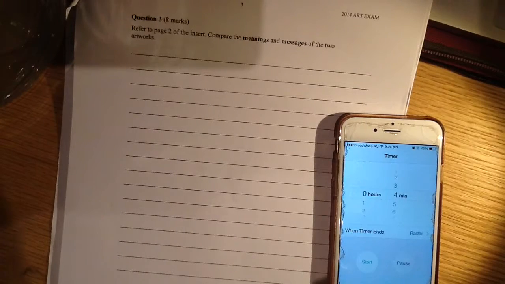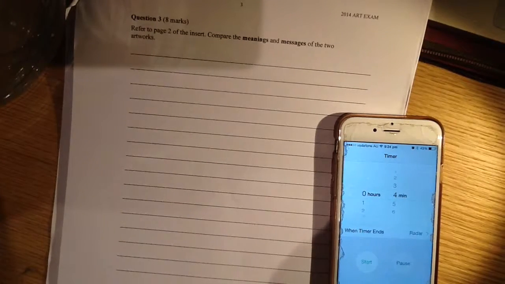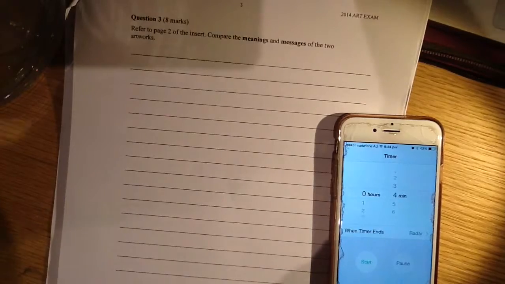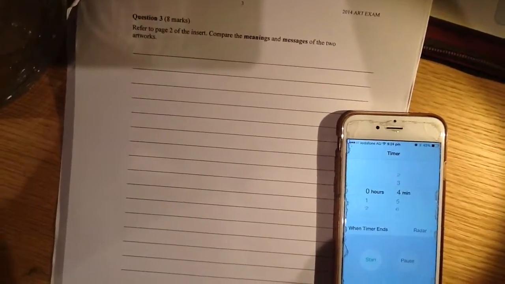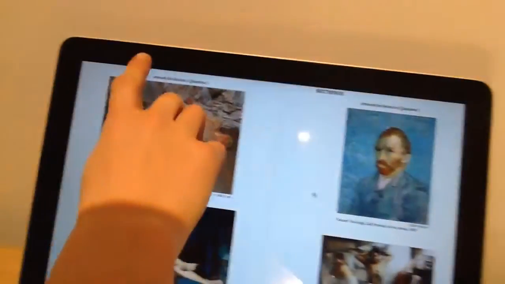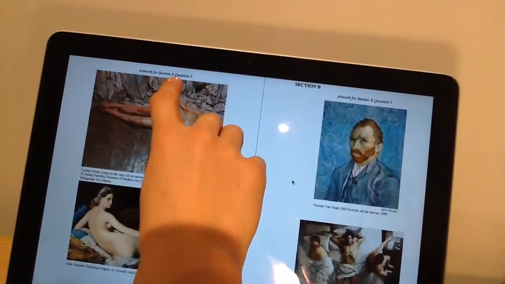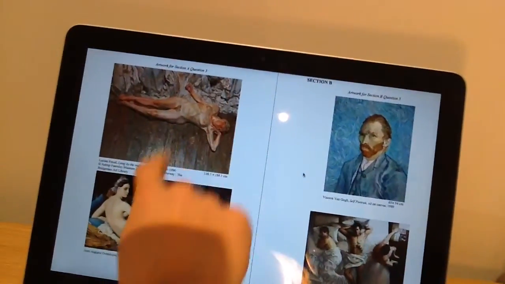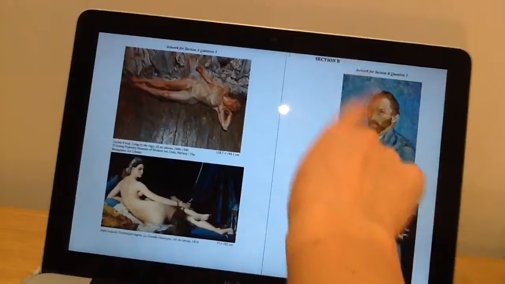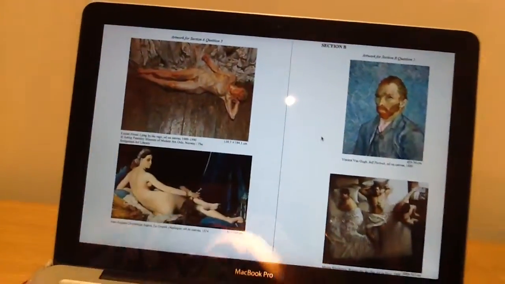Okay, question 3, 8 marks. Refer to page 2 of the insert, compare the meanings and messages of the two artworks. So these are my two works on the left. Excuse my hand. Artworks for section A, question 3 here, and then over here obviously we go into section B. So I know that these are my two.